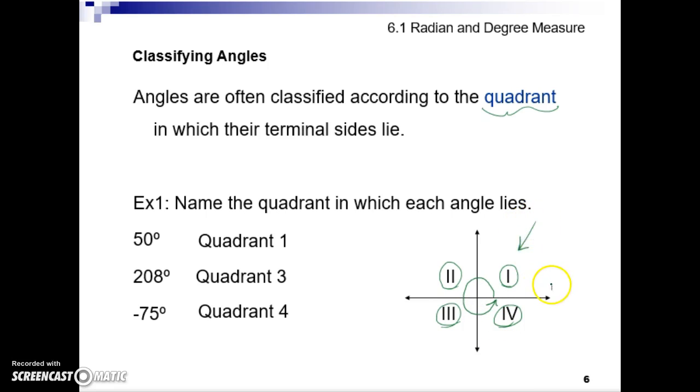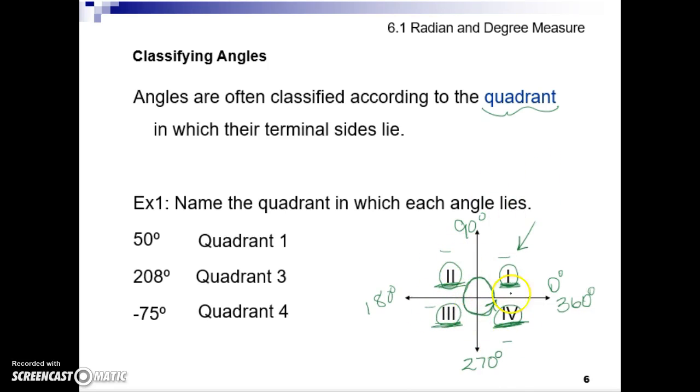Everything here from 0 to 90 degrees is considered to be angle measure in the first quadrant. This is quadrant 1. Anything from 90 degrees to 180 degrees is quadrant 2. Anything from 180 degrees to 270 degrees lies in quadrant 3, and from 270 degrees back to our beginning, 360 degrees, is quadrant 4. So we count our quadrants starting between 0 and 90 degrees as quadrant 1, and then we go counterclockwise all the way around that Cartesian coordinate plane and count them 1, 2, 3, 4.